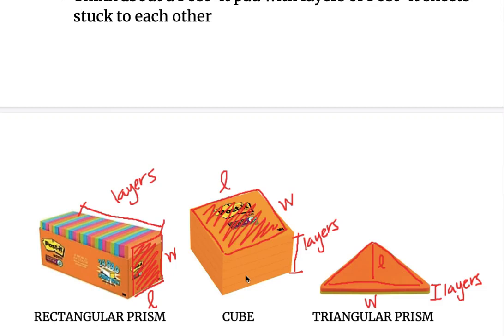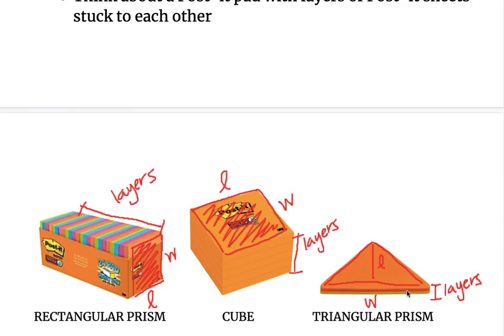And then for a cube, it would be just your standard Post-it pad, because the typical Post-it pad is a square. And if you have a bunch of them in a pad, it would be like layers and layers of those squares on top of each other to make a cube.